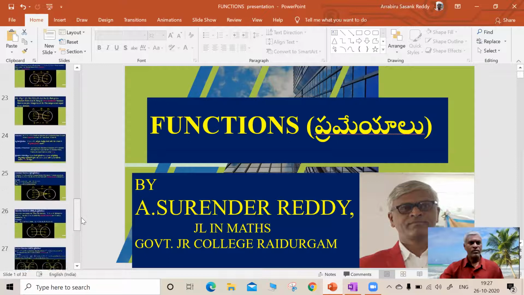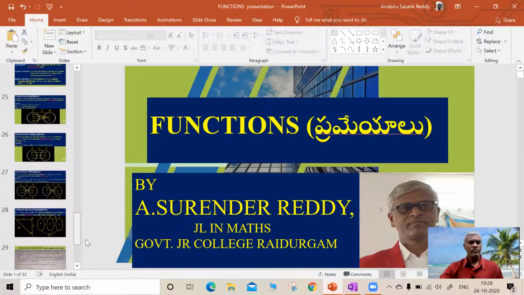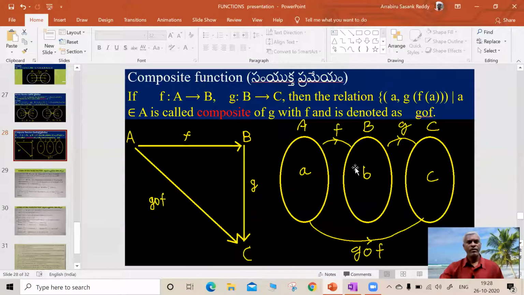So far we have completed functions and different types of functions, and based on that we did some problems. So now, another important concept in functions, that is composite function, Samyukta Prameyam. It is the combination of more than one function. We call it a composite function.